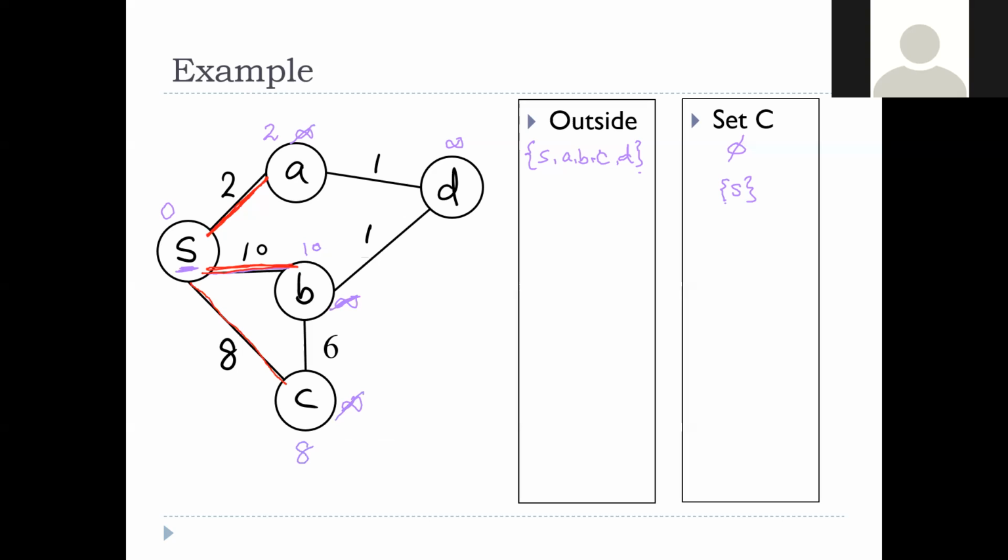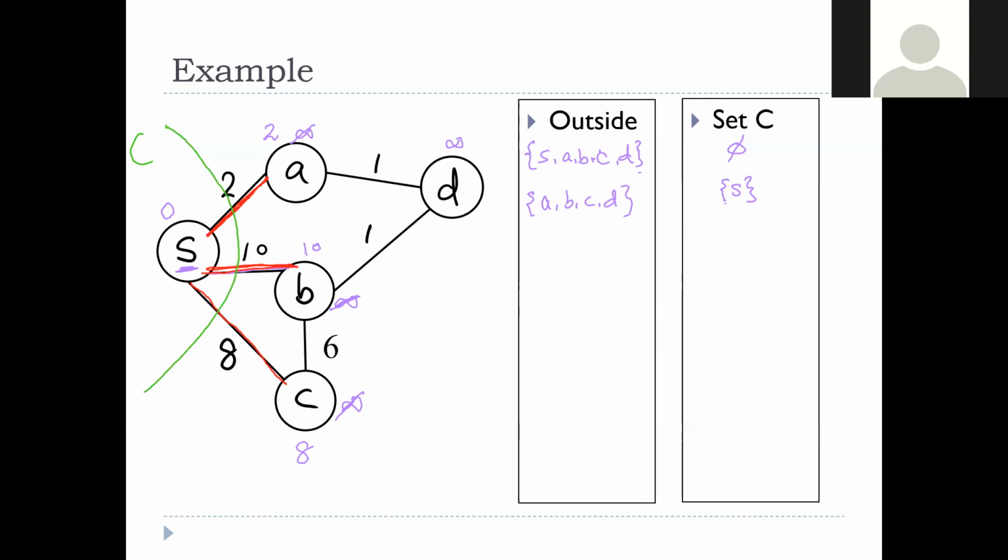So after stage 1, what do I have? The outside only has A, B, C, D. If I use green to represent the set C, now C contains S and everything else is outside. And I have updated the shortest path estimate for some of the nodes. D still remains infinity. Note that in this round, our algorithm doesn't update edge AD or edge BD, because those are not yet relevant right now, okay?